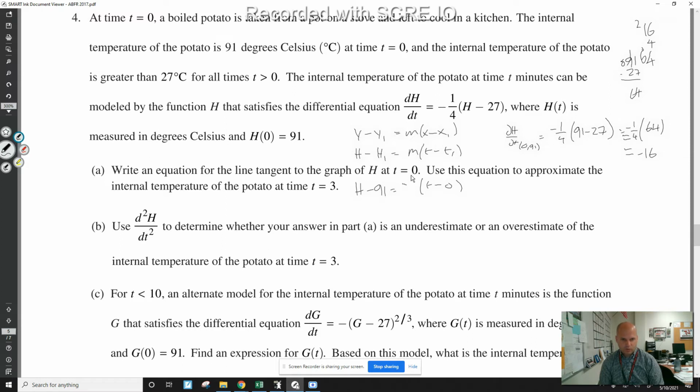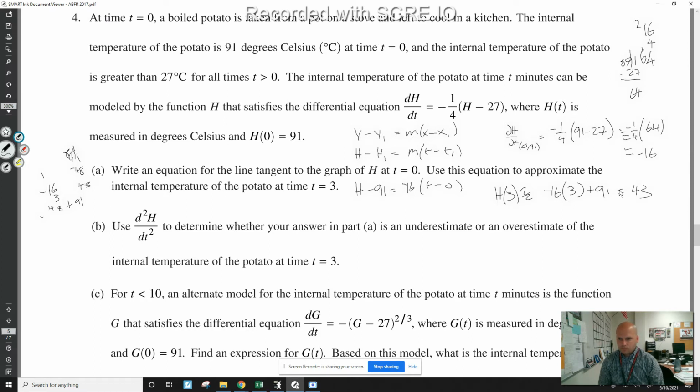It probably is worth it to do the extra little work to get that number, negative 16. Approximate the internal temperature at t equals 3. So we're going to approximate H of 3. That's going to be negative 16 times 3 plus 91. Leave it like that. Don't waste any time. Okay, I'm just going to do it for our scoring guidelines. Negative 16 times 3 is negative 48, plus 91. So 91 minus 48 is 43.